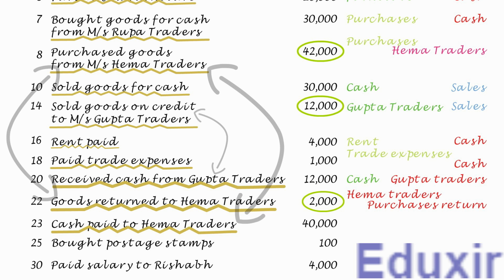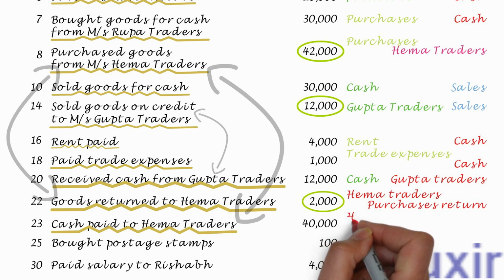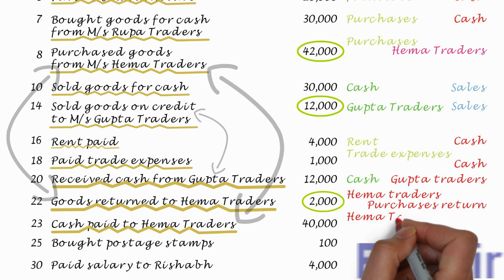In this transaction, as the business is paying to the creditor Hema Traders, the liability of the business to pay to the creditor Hema Traders will be decreasing. The rule to record any decrease in the liability is to debit the corresponding liabilities account. In this case, the creditor Hema Traders account should be debited.